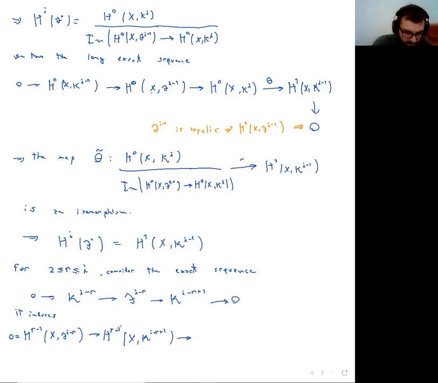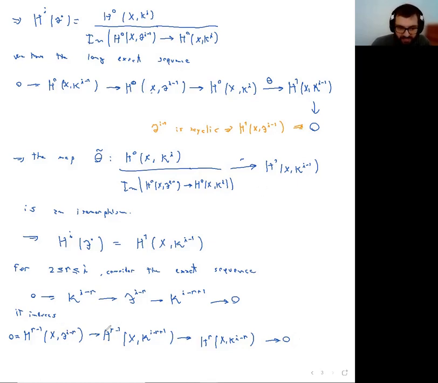And now we increase the degree and we go back here. So H^r of X, K^(i-r), and then you put the 0 again, because this would be just the H^r of F^(i-r). Okay, so again, we use the fact that the resolution is acyclic here, here, and here. So we're using it quite a lot.